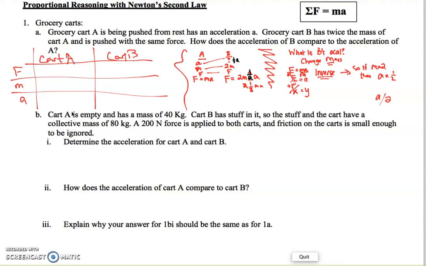So cart A pushed from S has an acceleration. So then I would say, well, what's an easy number for an acceleration? Well, 1 meter per second squared is an easy number. Then I would say, okay, cart B has twice the mass of cart A. So again, what's an easy number for our mass? Well, I could have cart B have a mass of 2 kilograms, and then cart A have a mass of 1 kilogram. So cart B has twice the mass of cart A.